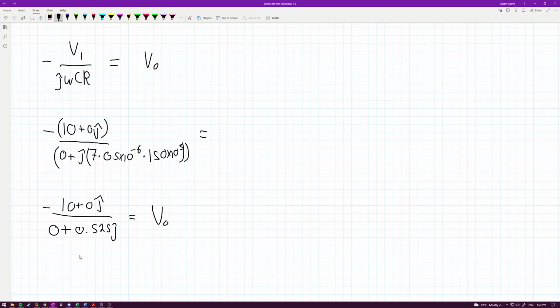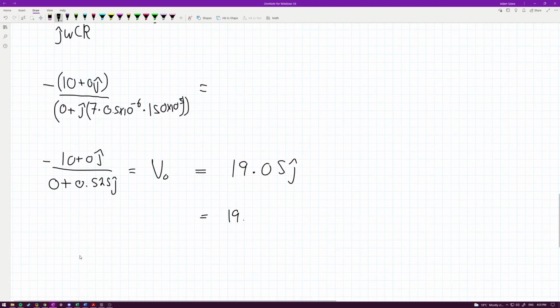But interestingly, I'm getting not the wrong number, but also not the right number, which is a little strange. So I'm getting 19. Oh, no, I think I understand. 19.05j, which is 19.05 at an angle of 90 degrees.